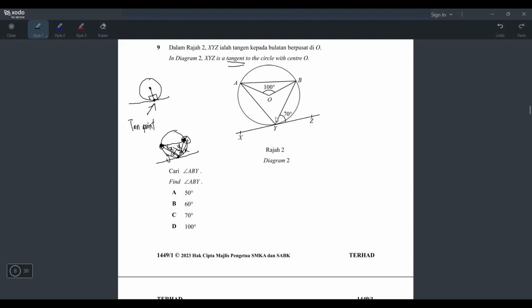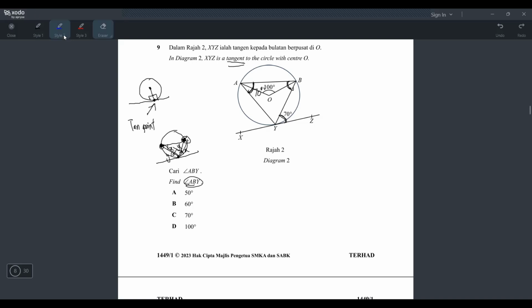Okay, let's see what they want. They say this is 70 degree, right? So if this is 70, how much is the whole thing here? 70 also, right? Wait, what they want? Find ABY. So how to find ABY? ABY is here, right? Okay, they mentioned this is 100 degree. So if you look at this, okay, within a circle, I have to draw a circle.